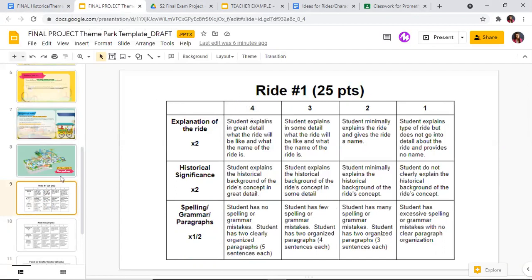To get an A, to get full 25 points on ride number 1, for example, you need to explain in great detail what the ride will be like and what the name of the ride is. You need to explain the historical background of the ride's concept in great detail. And you want to check for spelling and grammar. Use the built-in tools. Make sure that you have clearly organized paragraphs with at least 5 sentences each. Once again, think back to when we were looking at Commodus's Colosseum and I had written just 1 sentence for my explanation of what the ride will be like.